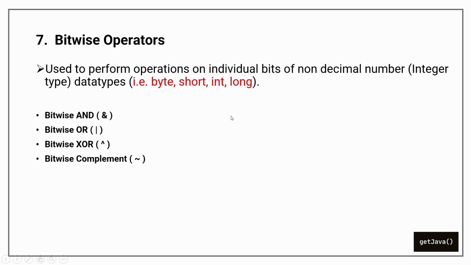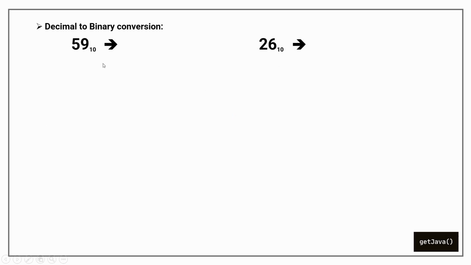Before moving ahead with the coding examples, let us see how decimal number is converted into binary number. So here we will see decimal to binary conversion. 59 is the number. Base 10 means it is represented in decimal number system. So we use base 10 to represent a decimal number. So how we can convert this number to binary number system?